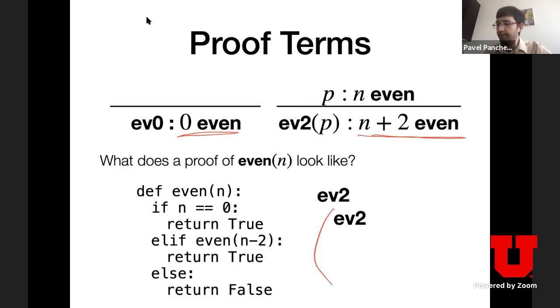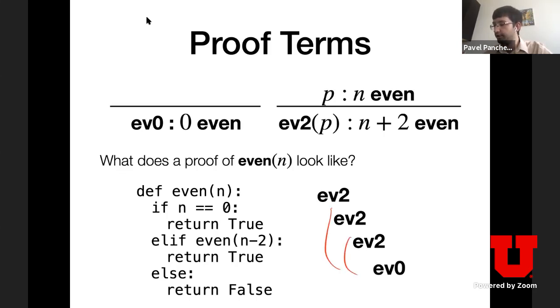And EV2 has to be applied to an argument. And the argument in this case is going to have to be that, well, if 4 is n plus 2, then n has to be 2. So it has to be a proof that 2 is even. So again, our proof that 2 is even will itself use EV2. And then finally, we're looking to prove that 0 is even. And in this case, EV0 in particular will apply. So this is the proof term that you'd write down, that 6 is even.